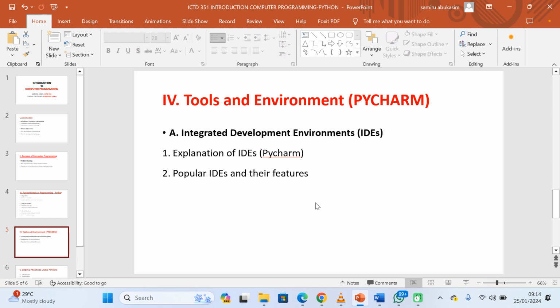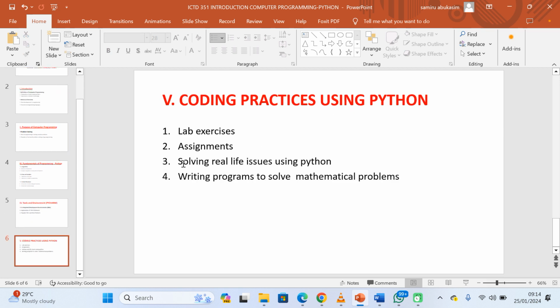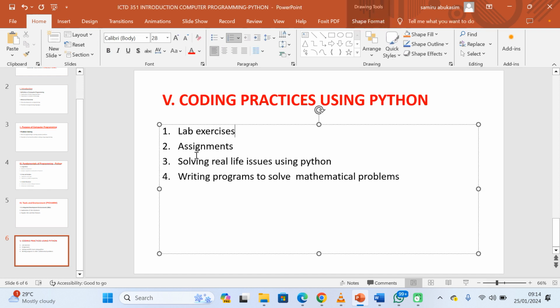Then from there we can start solving certain mathematical issues. So after the installations, we'll start doing lots of lab exercises, assignments, solving real life issues using the Python language, and also with our mathematical calculations. By the end of this course, you should be able to use or write a program using Python to solve any mathematical problems.